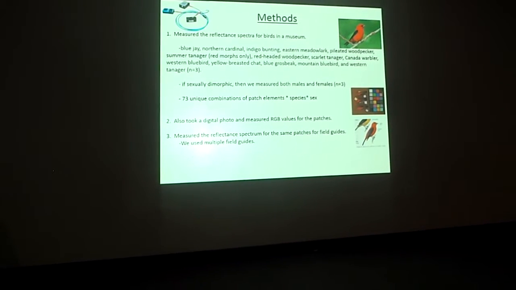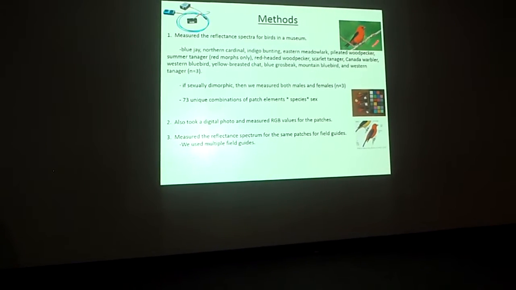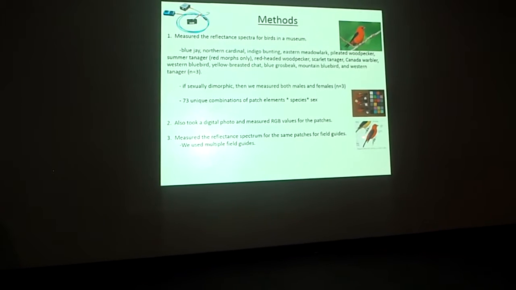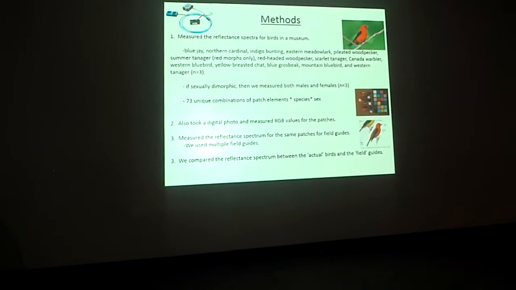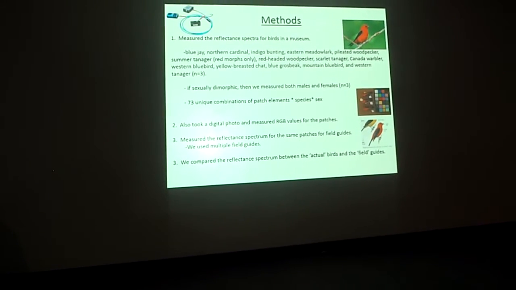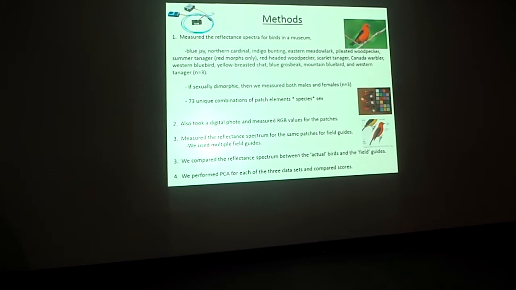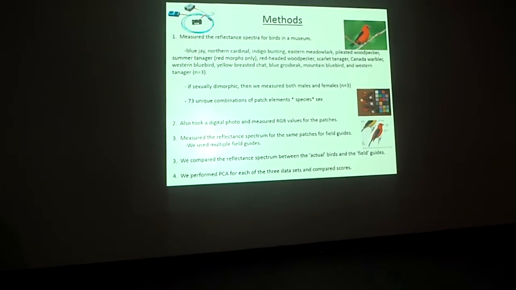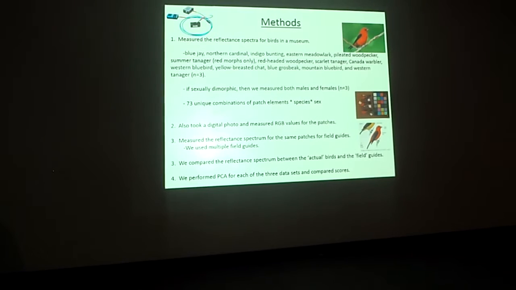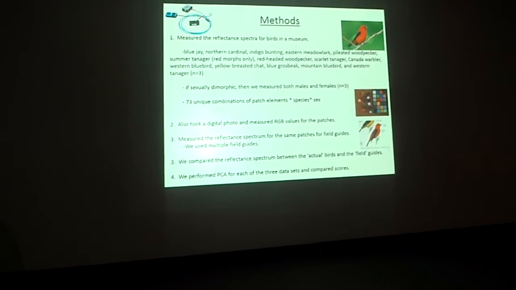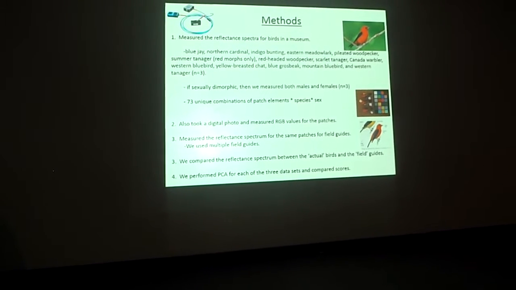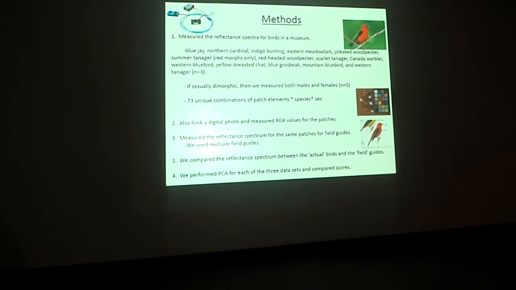For the scarlet tanager, we had data from its breast, its wing, and its back. And similarly, we have data from its breast, its wing, and its back here. We compared these reflectance spectra from the actual birds and the field guide birds. And then we also performed a principal components analysis on these 3 data sets. Okay, so what I'm going to do first is show you some of the data where we just compared the field guide reflectance spectra and the actual bird reflectance spectra.